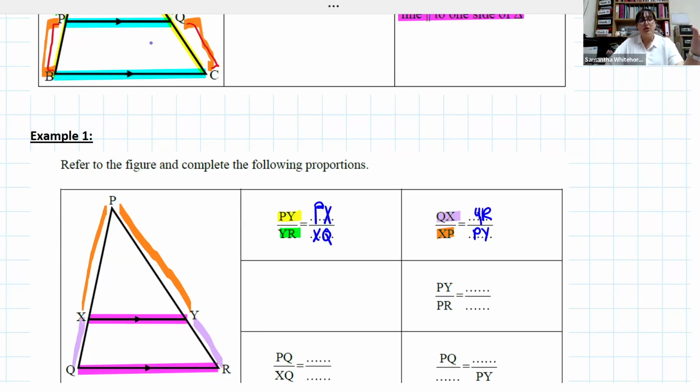And this is what I was saying earlier. You're eventually going to have to start looking at your diagrams and looking at the information you've been given to decide how should you be setting up your ratios to make the most sense for you.